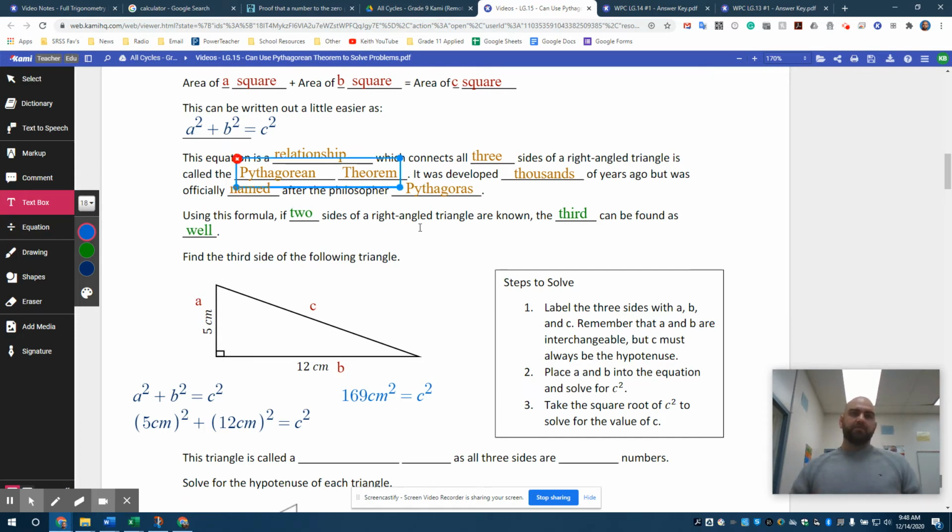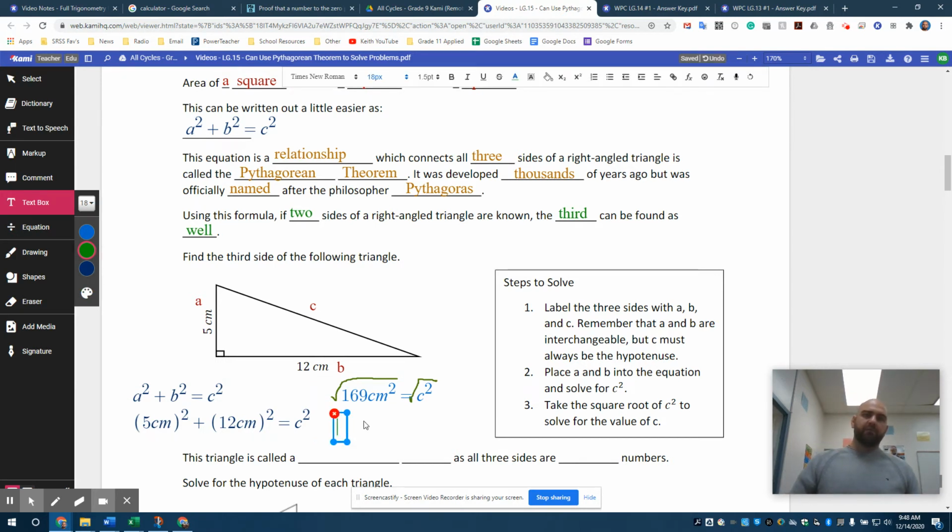Remember, that means that if we think of a big square on top of here, it is equal to 169. So what we need to do is take the square root of both values. We take the square root of this number, and we take the square root of this letter squared right here. If we do the square root of 169, we get 13 centimeters. And if we take the square root of c squared, we get c. And so this tells us that c is equal to 13 centimeters.